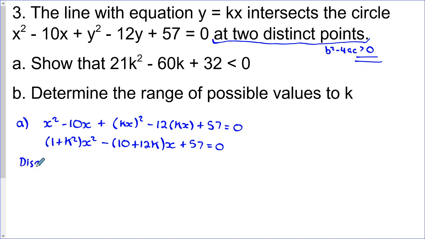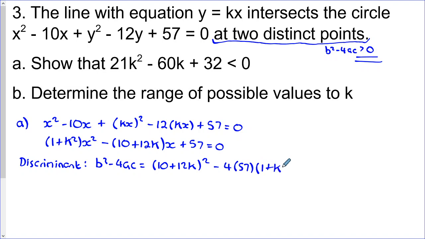Let's just write down what we're doing. We're using the discriminant: b squared minus 4ac. That's b squared minus 4 lots of 57, which is 4ac. We know that this has two distinct solutions, so we can set this to be greater than 0. We are given that fact.